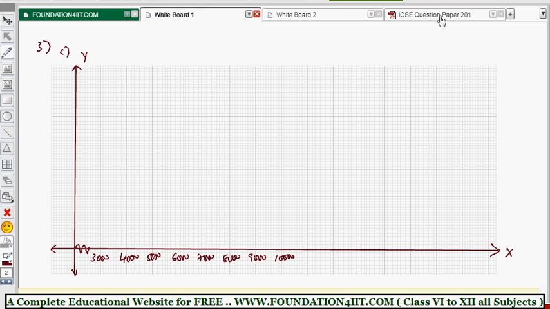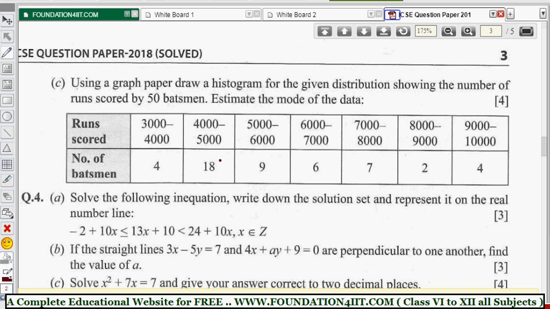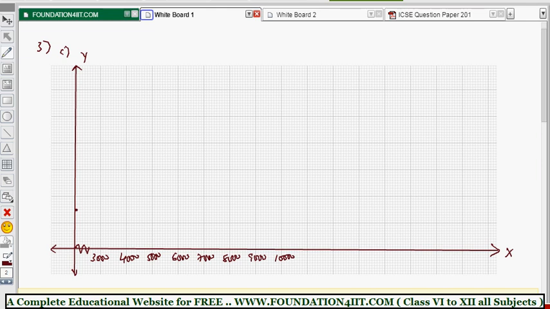Then when you observe the y-axis, the highest is 18. So we can take 2, 4, 6, 8, 10. Now we can take 5, 10, 15, 20. 2 centimeters will take 10 batsmen. Again 2 gaps, 20. So this is the number of batsmen, and this is runs scored.